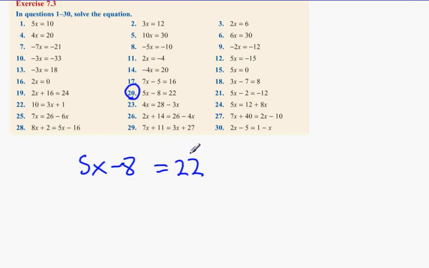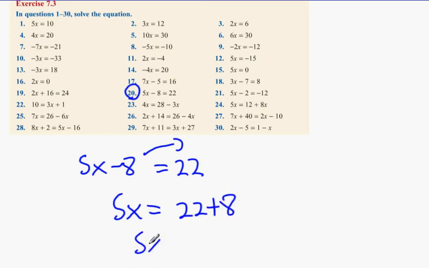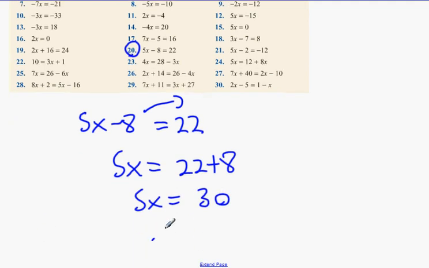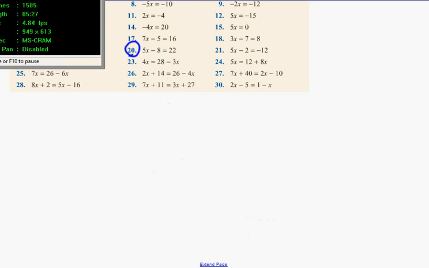What I'd like you to do is this. I'd like you to move the 8 over to your side. And you're going to get 5x equals 22 plus 8. 5 multiplied by that number is 30. That number is 6. I'm going to do question 30.